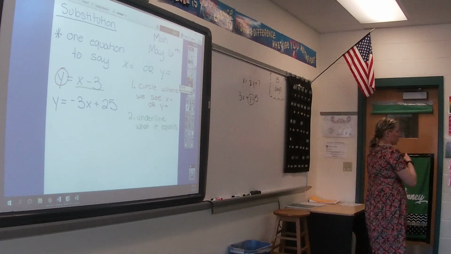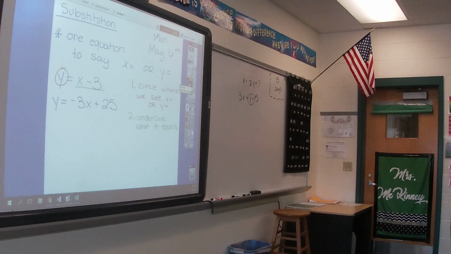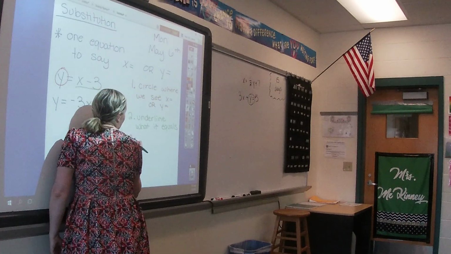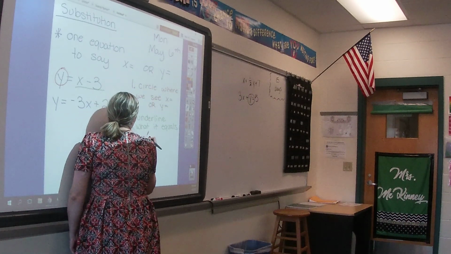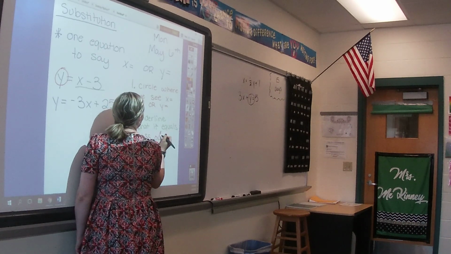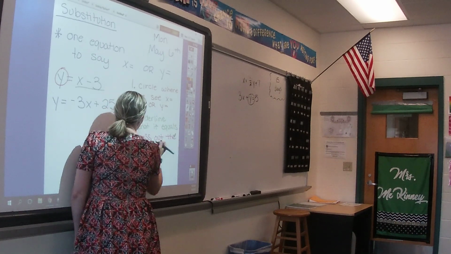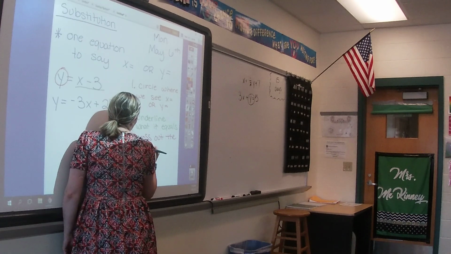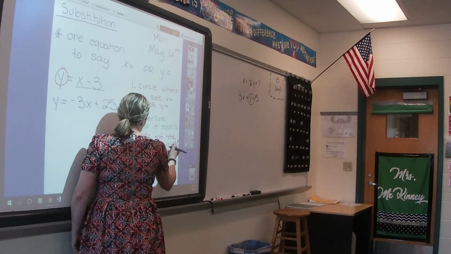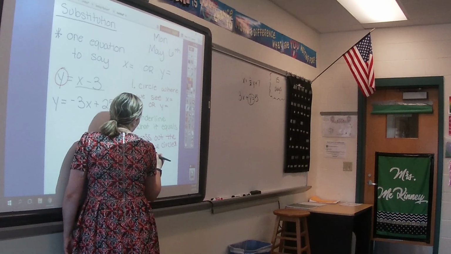So far we've done like kindergarten work, right? A circle and an underline, we can do that. Step three. Ooh, not too close. We are going to cross out the letter we circled in the other equation.